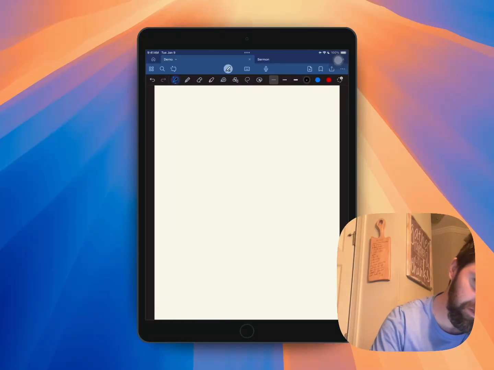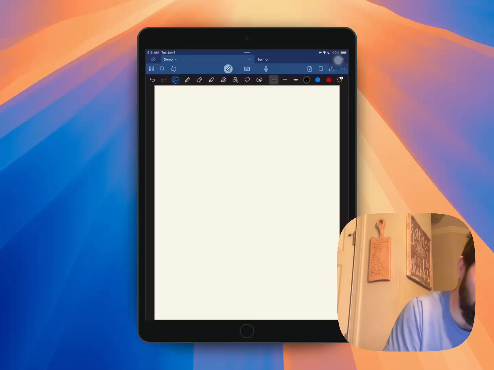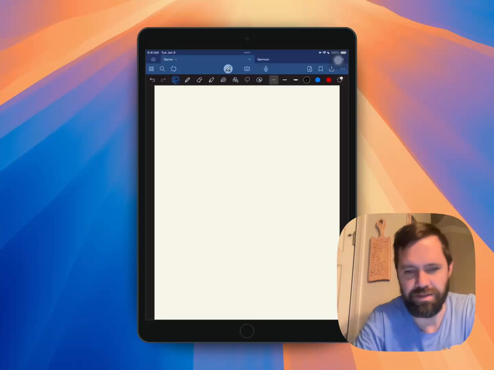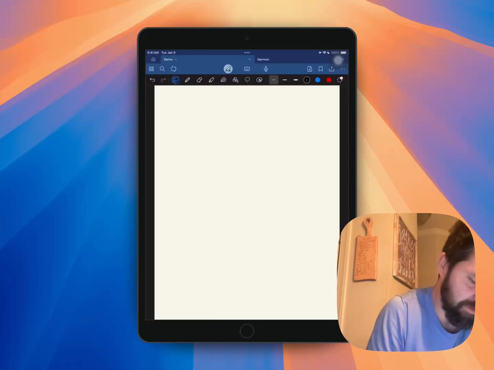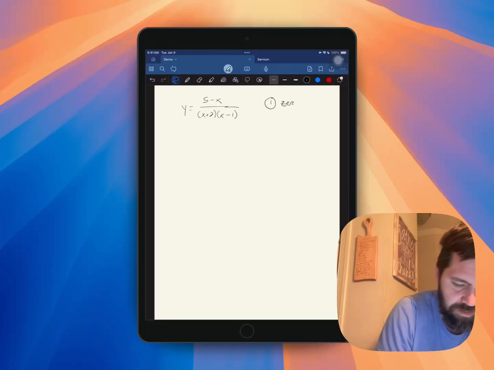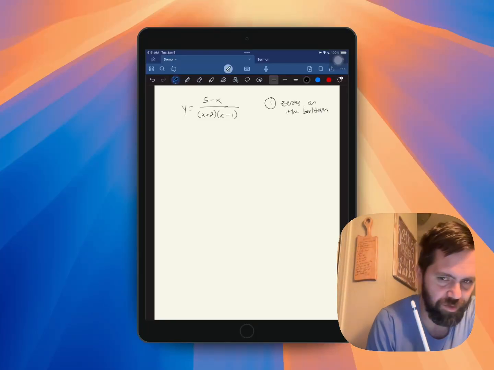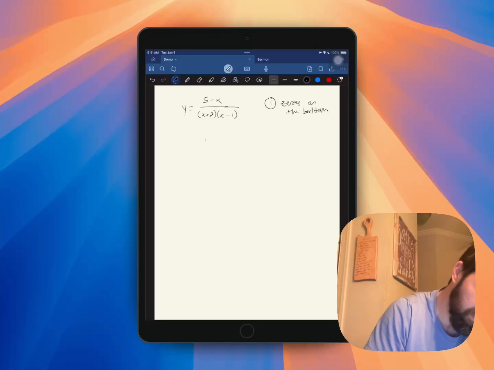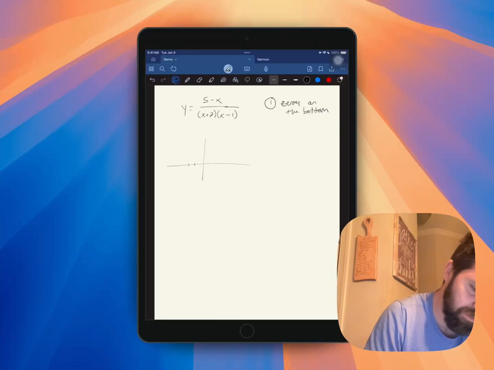So let's see what these things look like when you're going to find them in the wild. And basically, it's dividing by 0. It's a classic explosion of mathematics. So if I have a function y equals (5 minus x) over (x plus 2)(x minus 1), right? So the first thing is zeros on the bottom. That is how you get a vertical asymptote. So if we think about where those zeros are, -2 and +1, we're going to have asymptotes there.